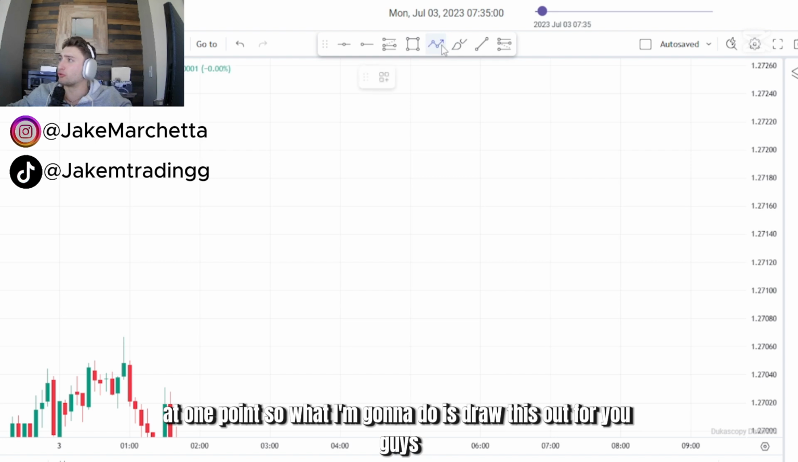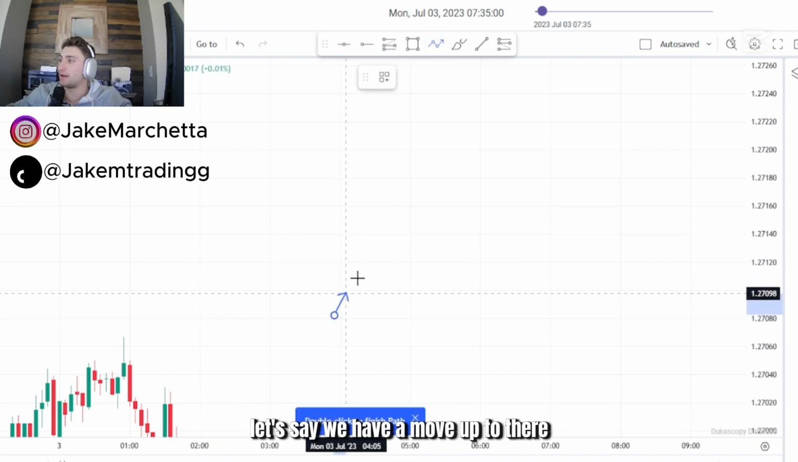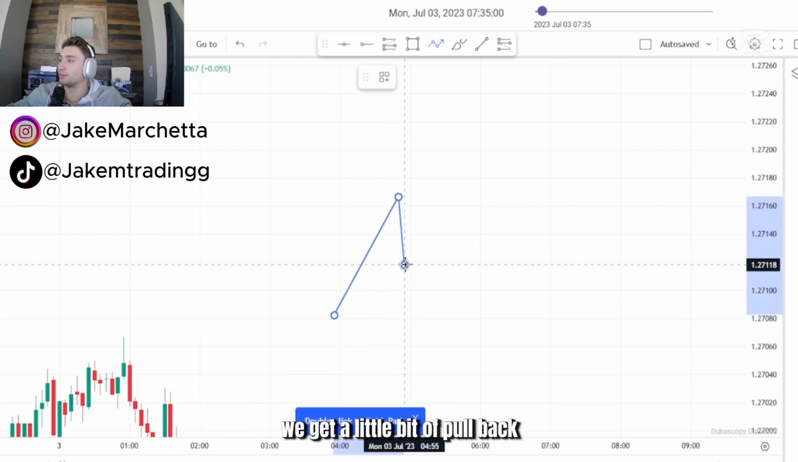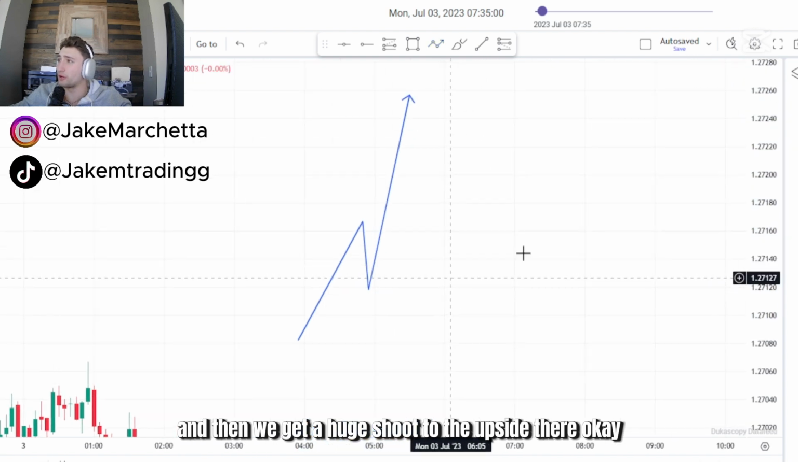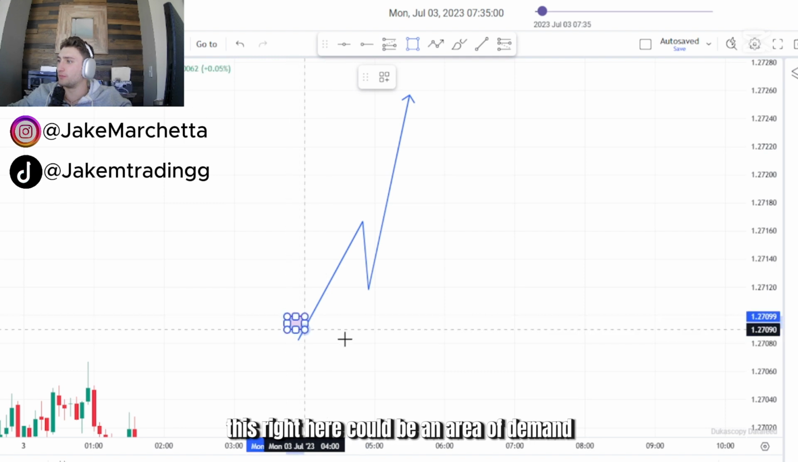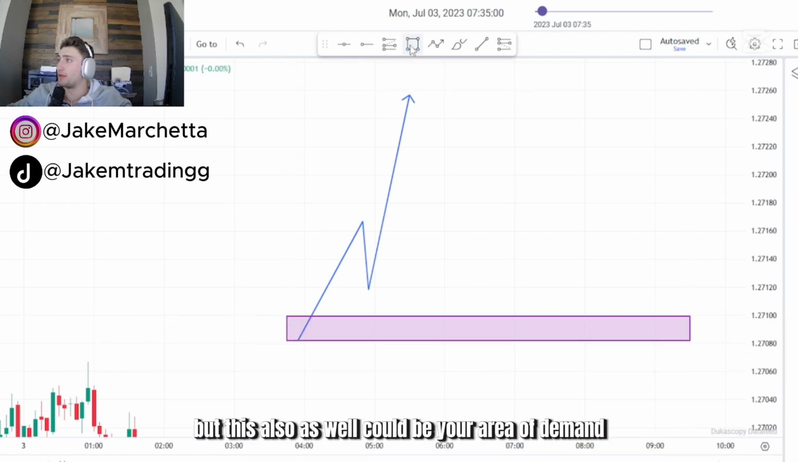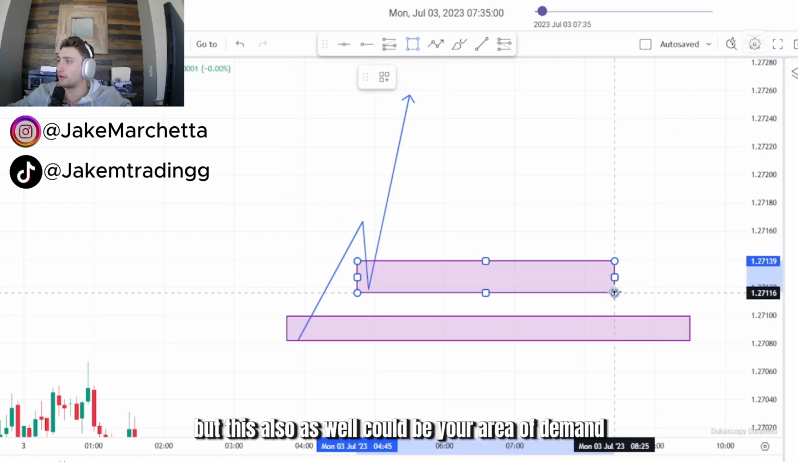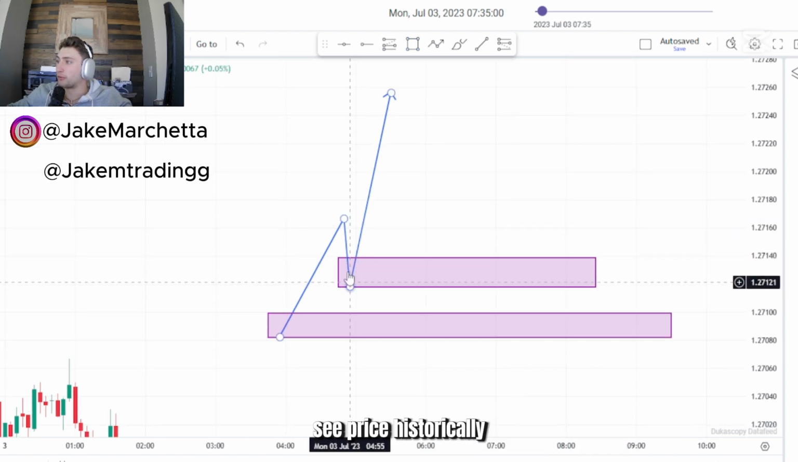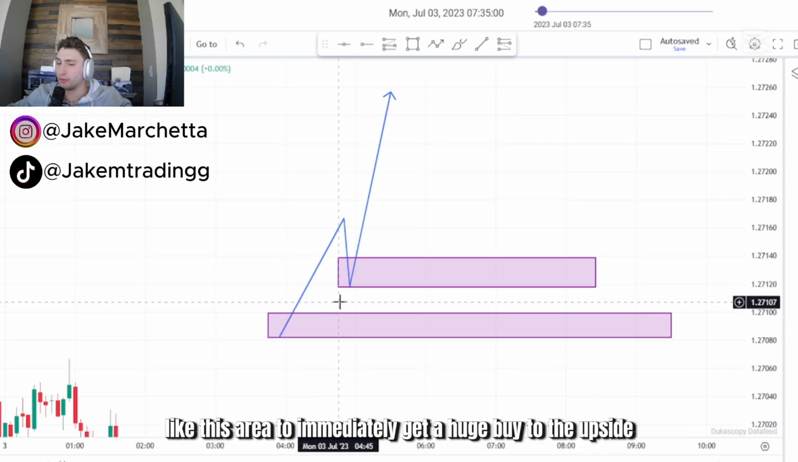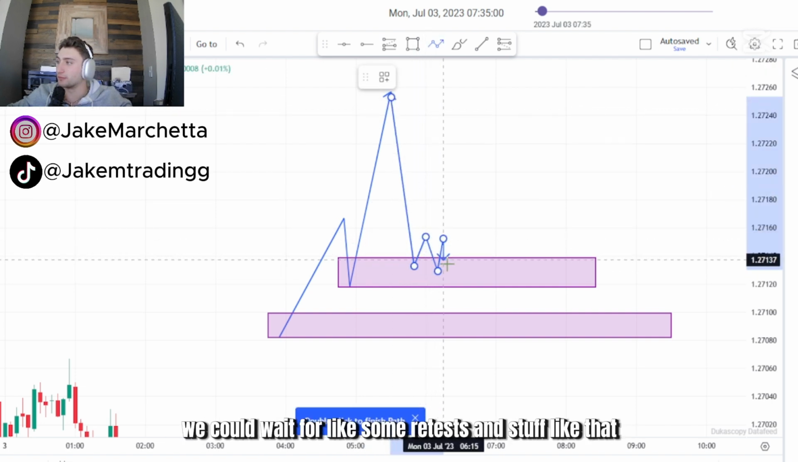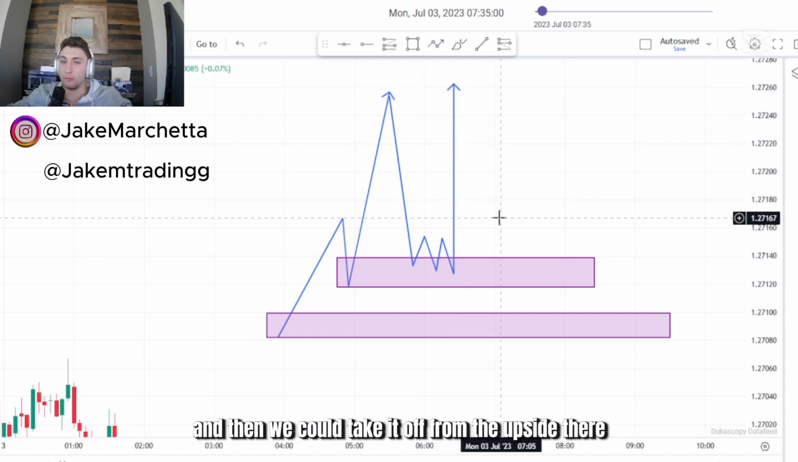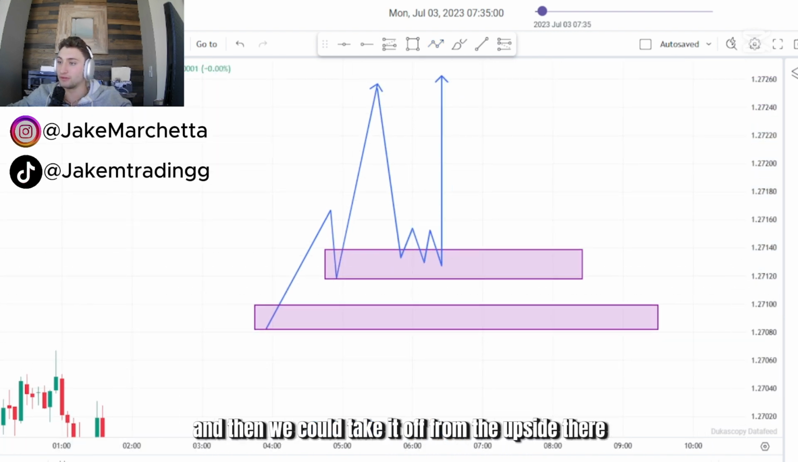So what I'm going to do is draw this out for you guys. Let's say we have a move up to there. We get a little bit of pullback, and then we get a huge shoot to the upside there. This right here could be an area of demand. See, price historically liked this area to immediately get a huge buy to the upside. So therefore, when price comes back down into it, we could wait for some retests and stuff like that, and then we could take it off from the upside there.